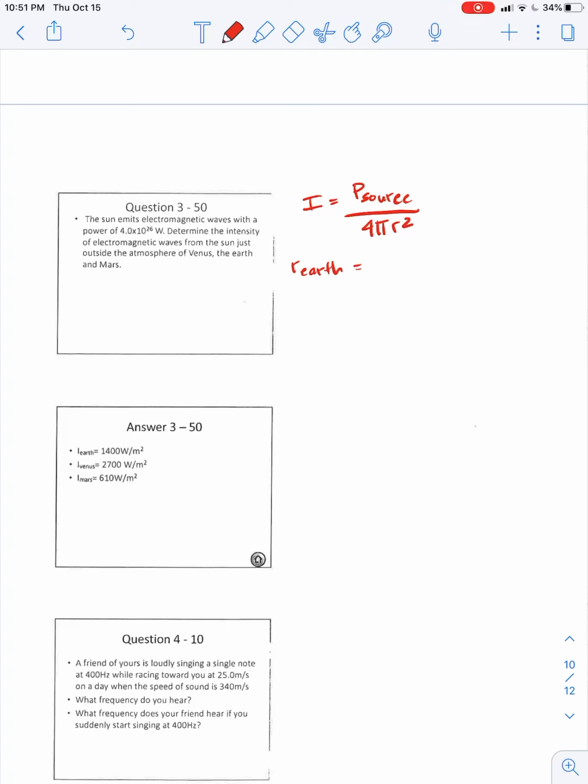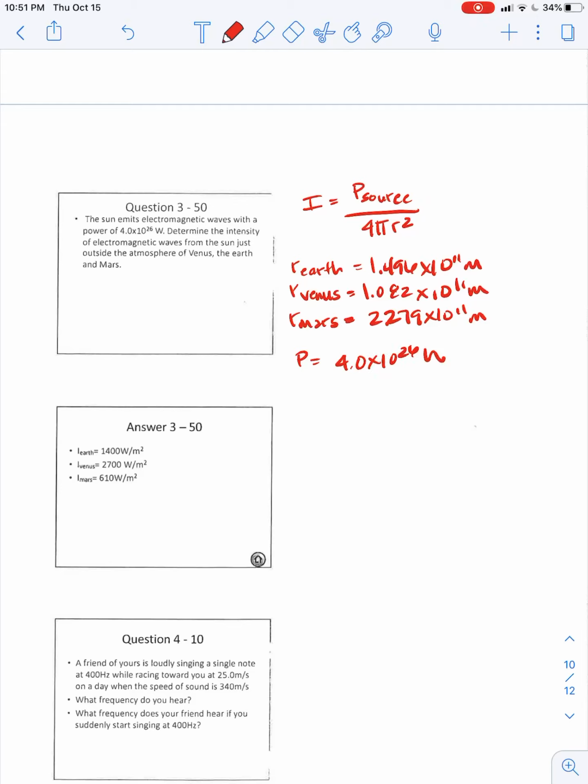So the radius of the Earth, you need that, is 1.496 times 10 to the 11th meters. The radius of Venus is 1.082 times 10 to the 11th meters, and the radius of Mars is 2.279 times 10 to the 11th meters. And the power it gave was 4 times 10 to the 26th watts. So you just do that for all of them. For Earth, it's 1400 watts per meter squared. For Venus, it's 2700. And for Mars, it's 610.